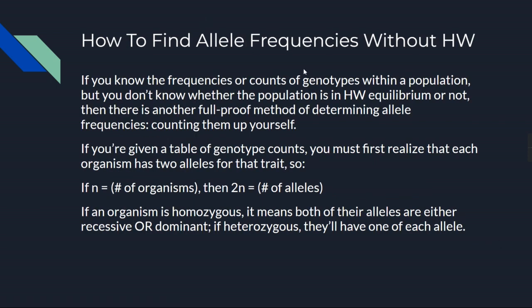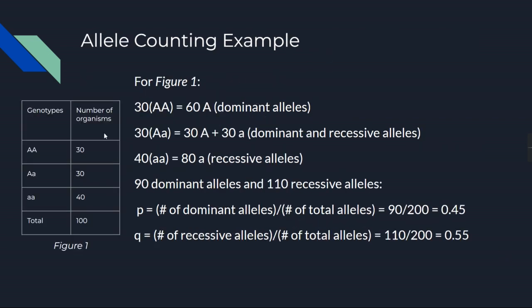So how can you find these frequencies if the population isn't in equilibrium? And this answer is actually quite simple. If you get the counts of each genotype, you can just count the number of alleles. The first thing you need to know is that the number of alleles is just double the number of organisms, because each organism has two alleles for that trait. So I'll go over an example right now.